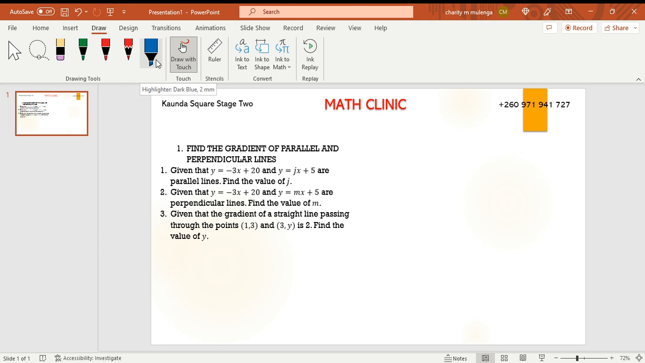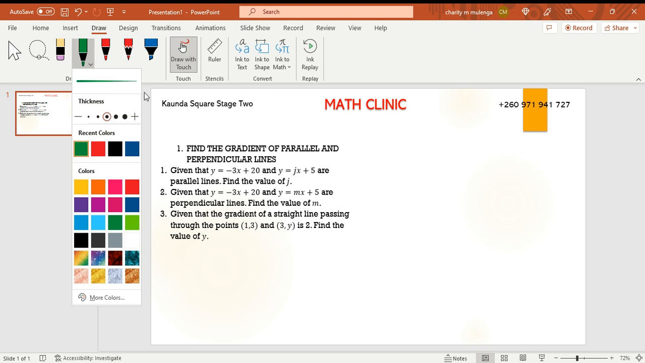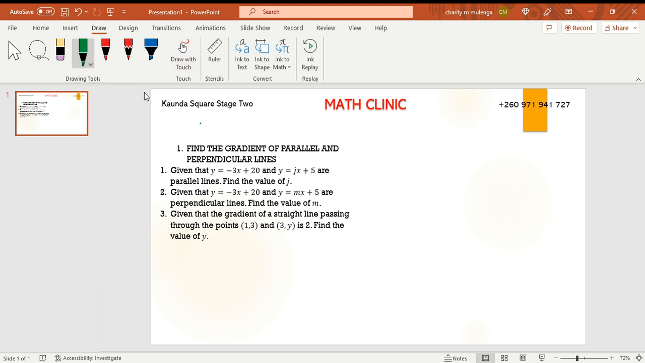Okay, welcome to yet another session, the second session for the Math Clinic. So we are still looking at the series on coordinate geometry. We're learning how to find the gradient. In the first video, we learned how to find the gradient when you're given two pairs of coordinates, and we also learned how to find the gradient when you're given a straight line equation. Okay. Let us learn how to find the gradient of parallel lines and perpendicular lines.